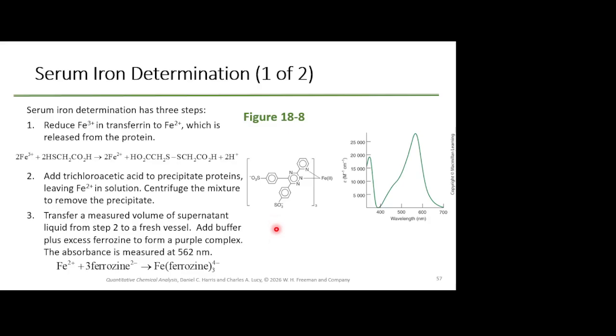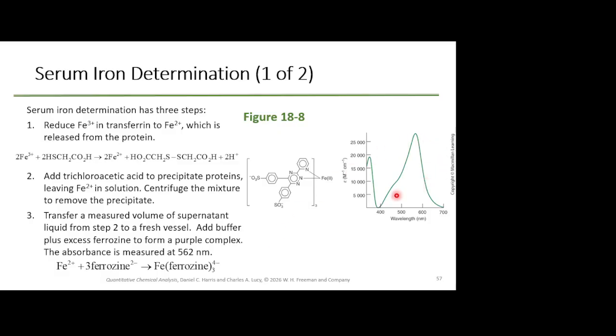Okay. Once we get the supernatant with the iron, we can then measure the volume of the supernatant liquid from our step 2. We put that into a fresh vessel. We're going to add buffer plus ferrozine to form a purple complex. And this is going to have an absorbance at 562 nanometers.